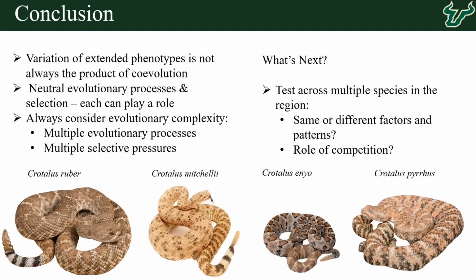So what's next? Well, there are 3 other species of rattlesnake found throughout the region, so we plan to investigate whether the same factors or different factors shape venom evolution in all 4 species in similar or different patterns. We will also investigate how competition between these species may impact venom variation.